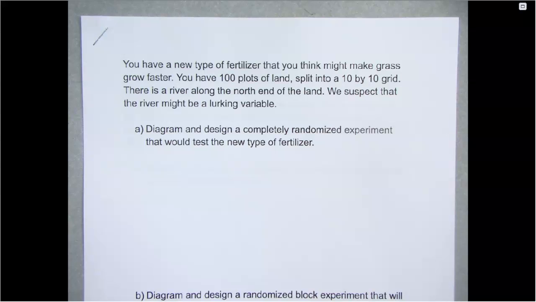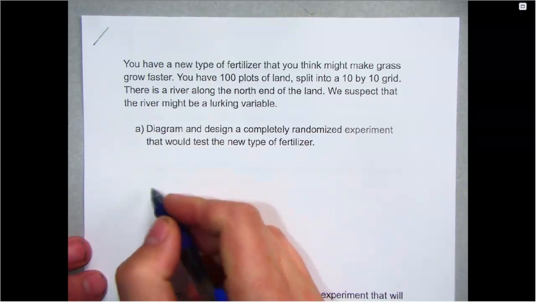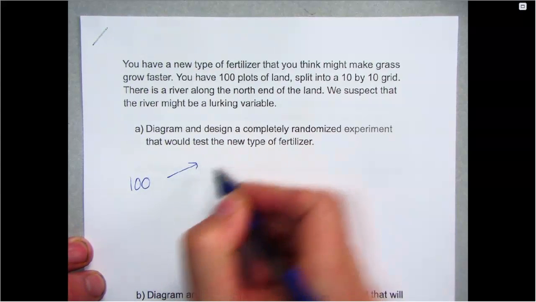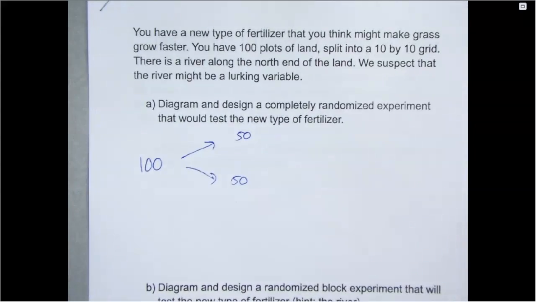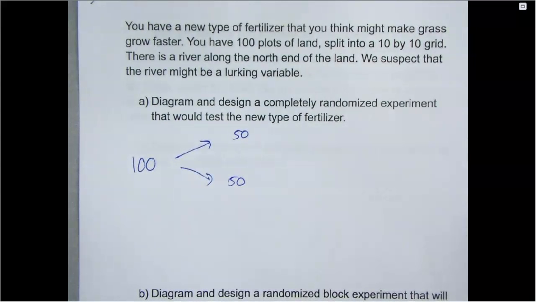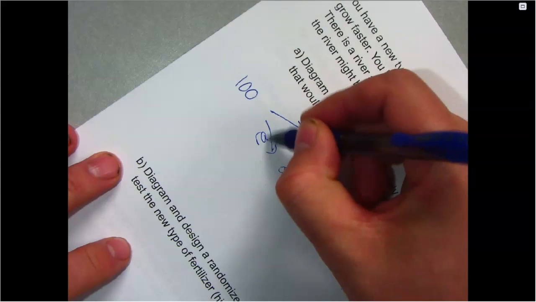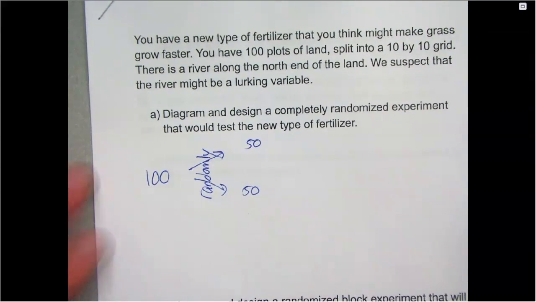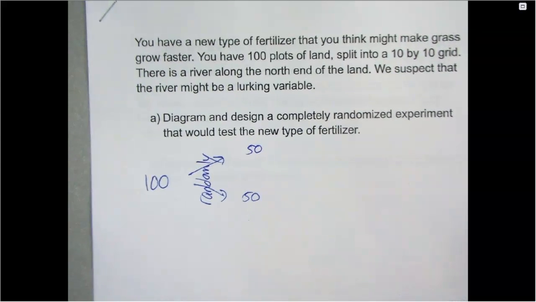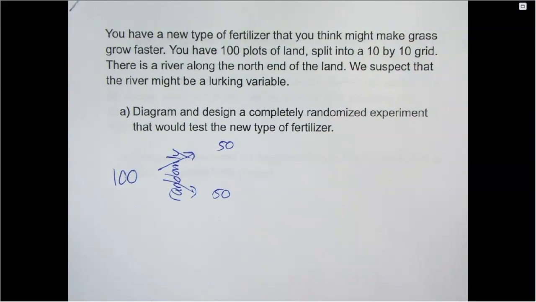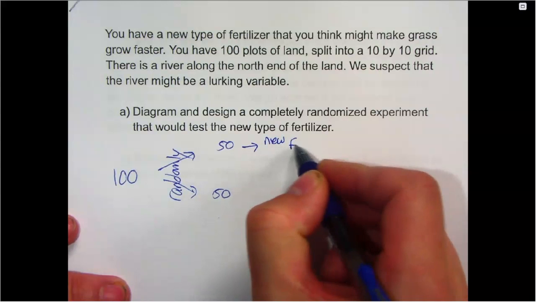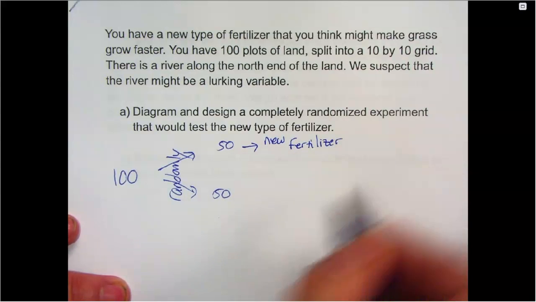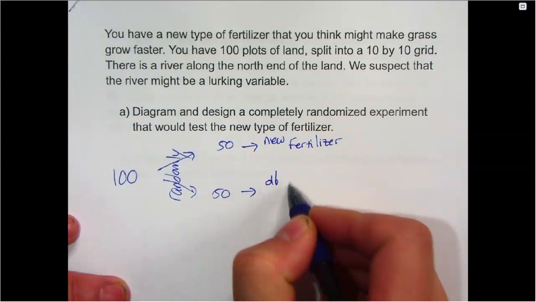So I'm going to do a diagram, and then I'm going to write it out in words. So the diagram would be we have 100 plots of land. I'm going to split that into 50 and 50. And how am I going to do that? I'm going to do it randomly. So I write it across the arrows like that, because I went from 100 to 50 and 50. I did that randomly. And then it doesn't really matter which, but let's say these 50 get the new fertilizer. These 50 get the old fertilizer.